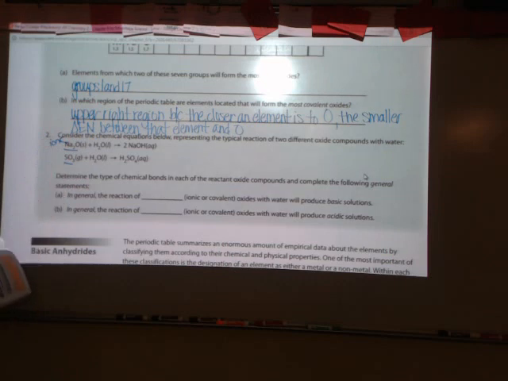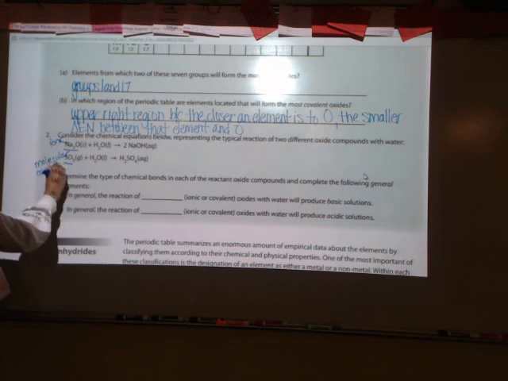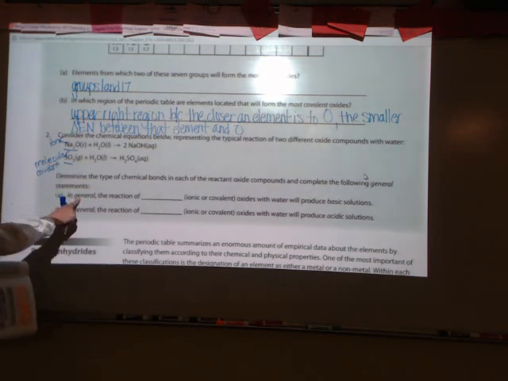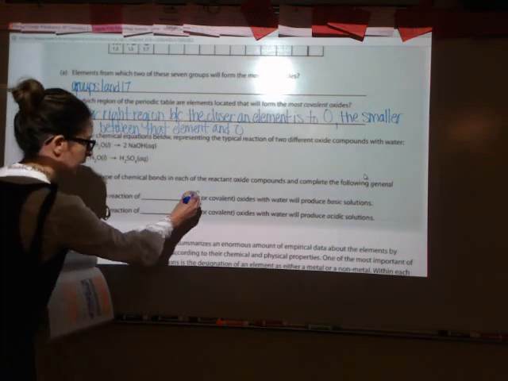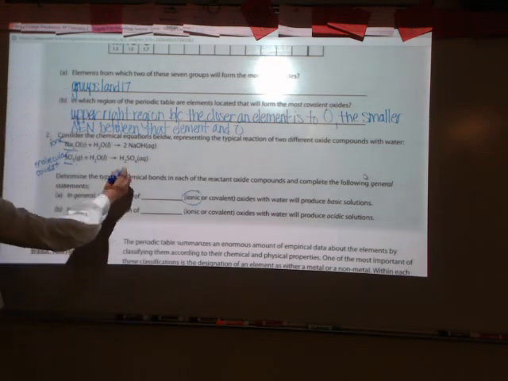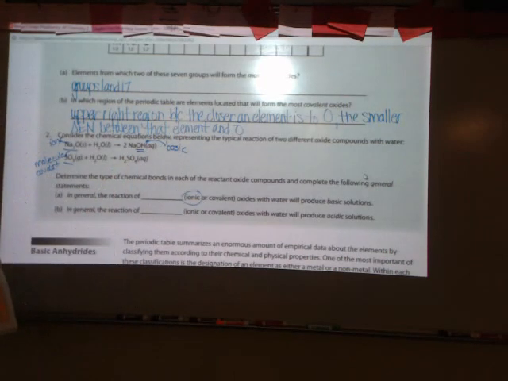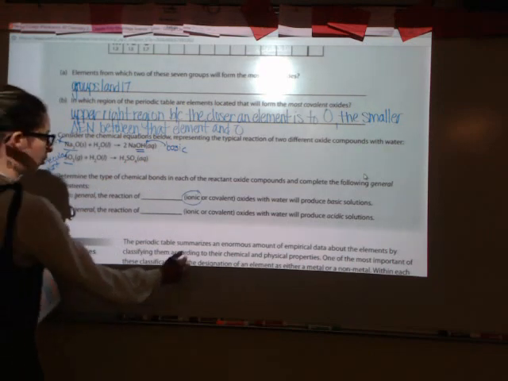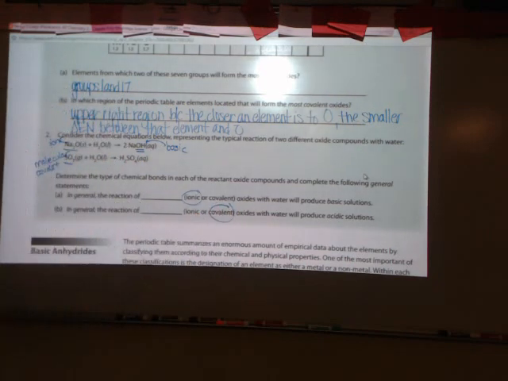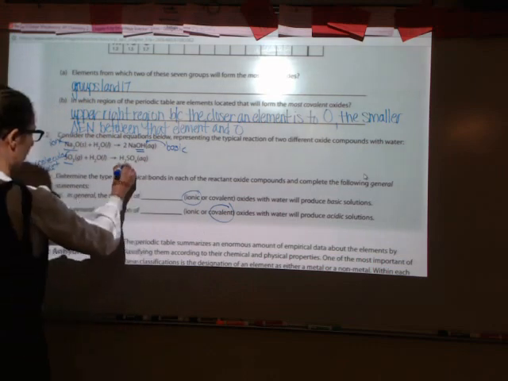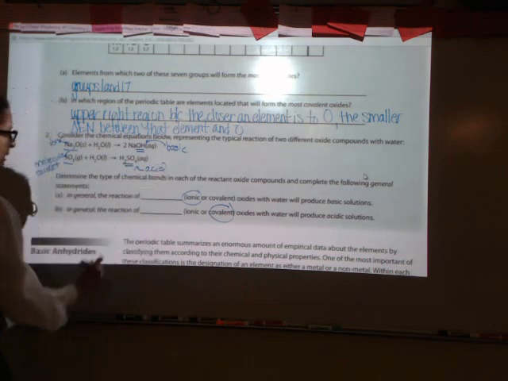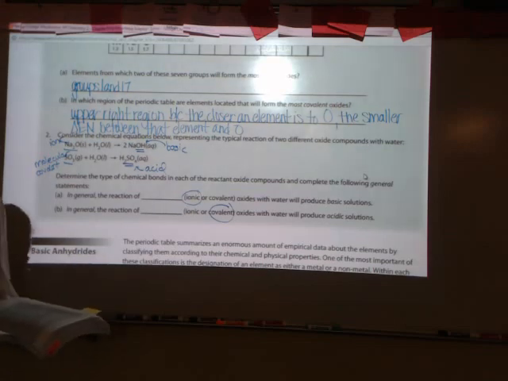And then sulfur trioxide, this is a molecular compound. You've got sulfur and oxygen both being nonmetals. So you could say that this is a molecular compound which would have covalent bonds inside of it. So in general, the reaction of ionic oxides with water will produce basic solutions because here you have sodium hydroxide as a product. B, in general, the reaction of covalent oxides with water will produce acidic solutions. This is H2SO4. This is an acid that releases hydrogen ions into solution.